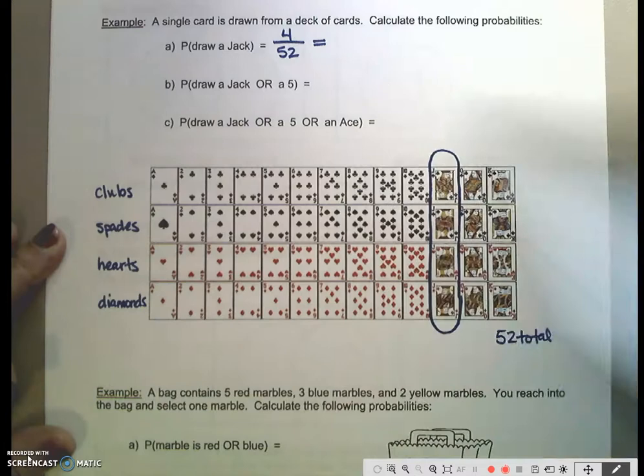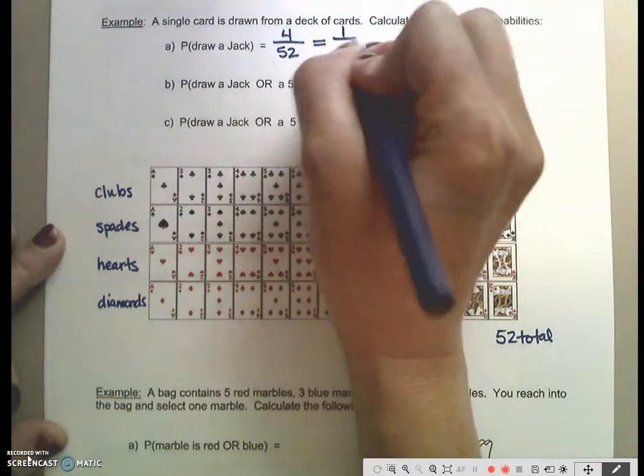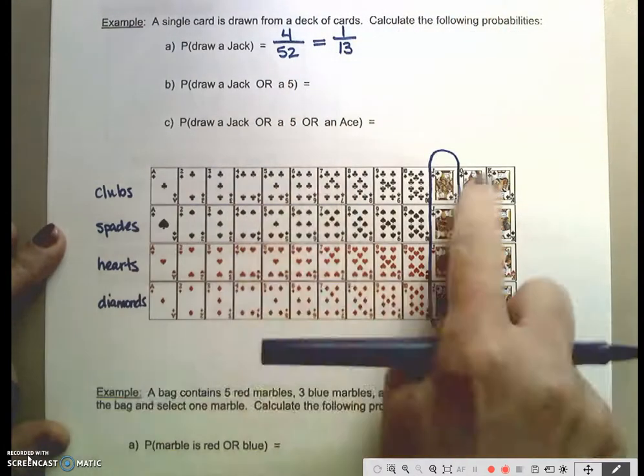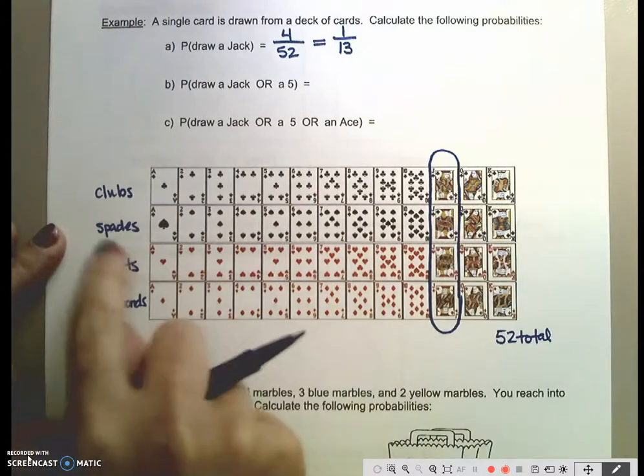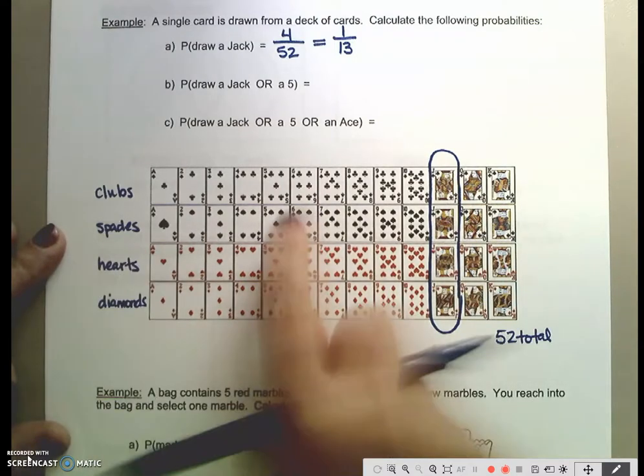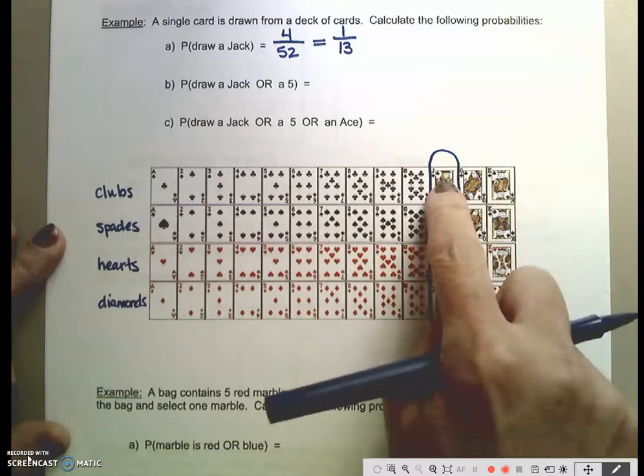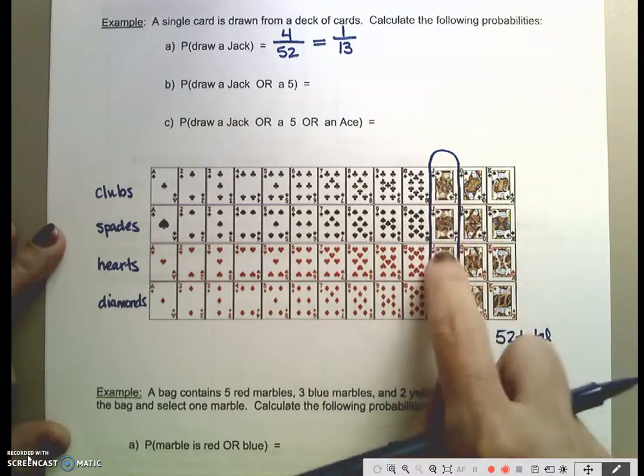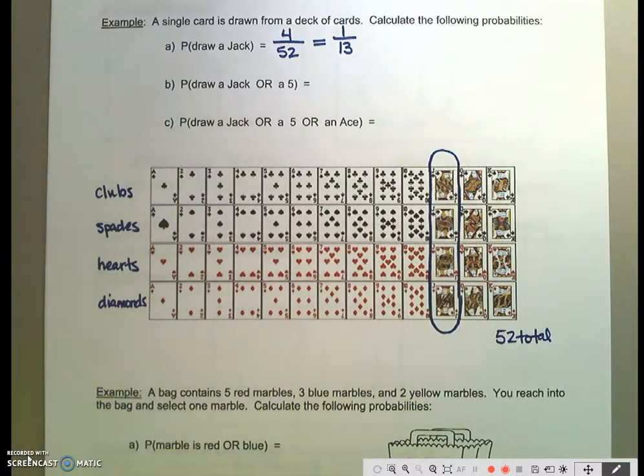1/13. And actually that reduction makes sense because there's 13 cards in each one of these suits. These are called suits. So 1 out of every 13 is a jack. 1 in each row is a jack, so that's why it reduces.